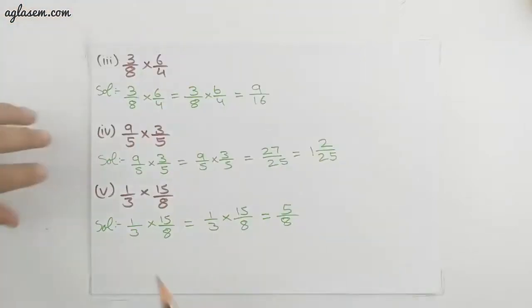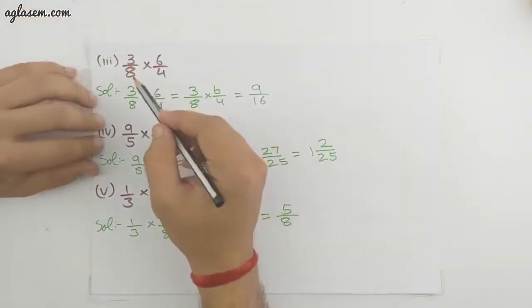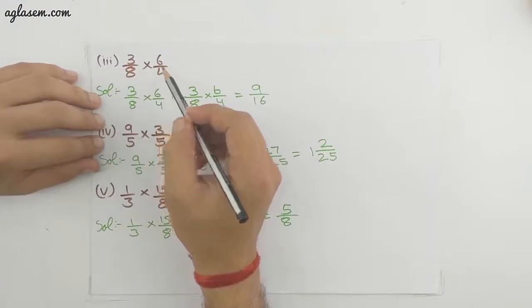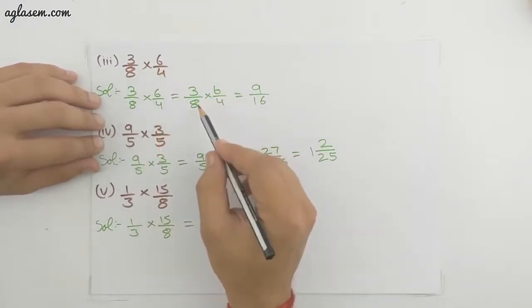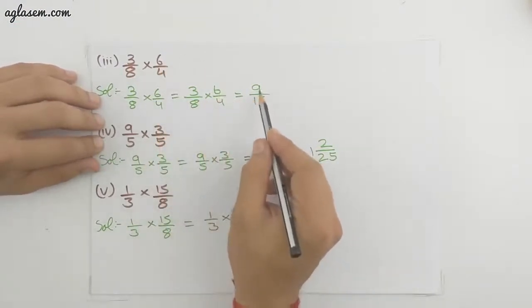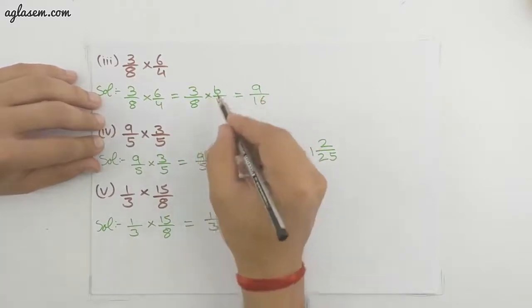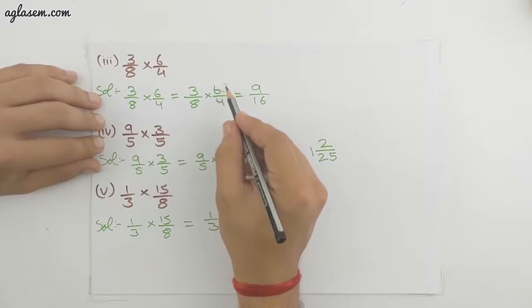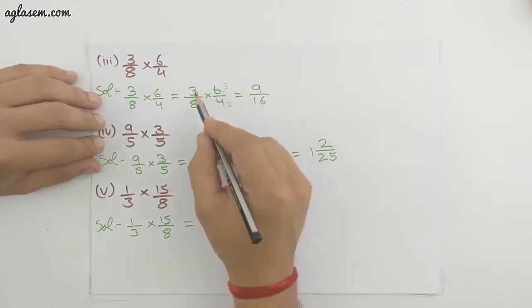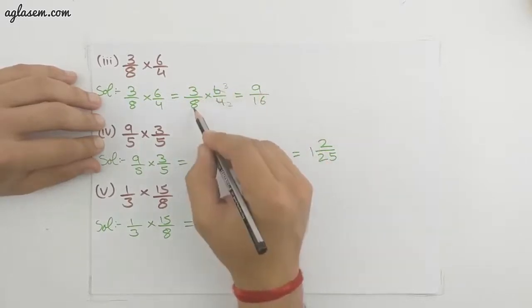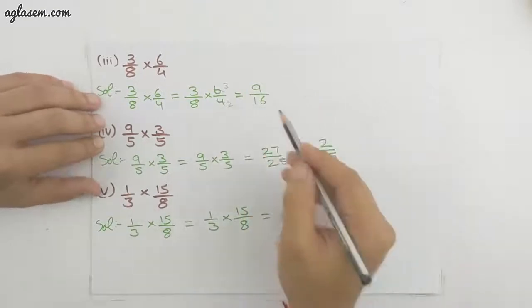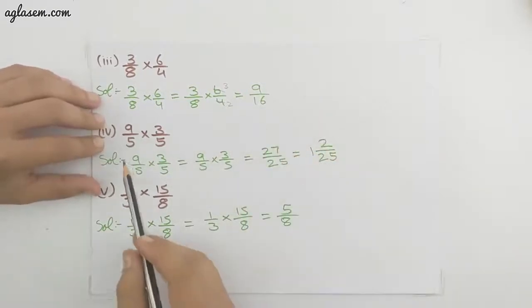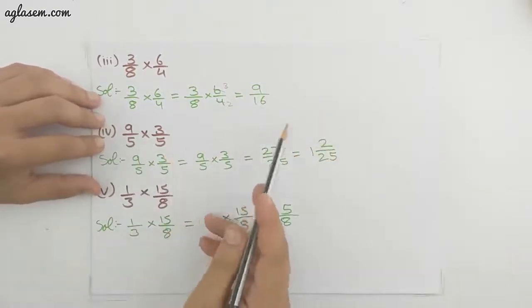Moving to the third part of the question. In this we have to multiply 3 by 8 with 6 by 4. If we multiply 3 by 8 with 6 by 4, it will give us 9 by 16. How? If we cut down this, 2 2s are 4 and 2 3s are 6. If we multiply 3 by 3, we will get 9 and 8 2s are 16. So this is the proper fraction. So this is the lowest form of this question.